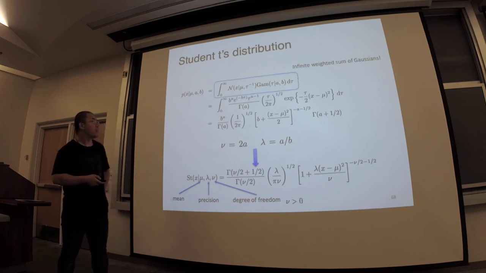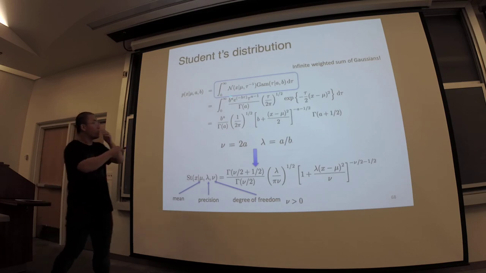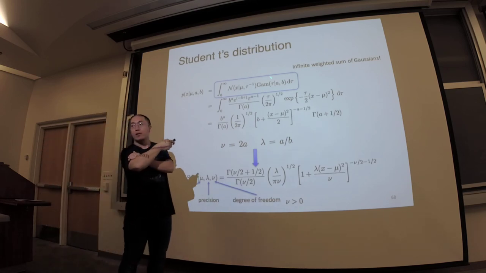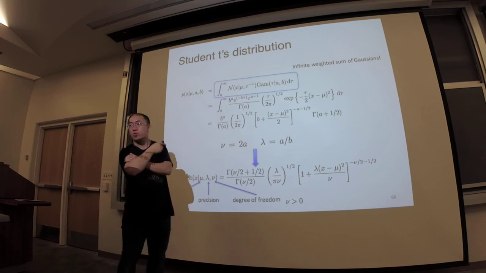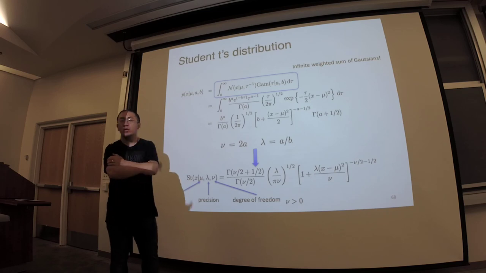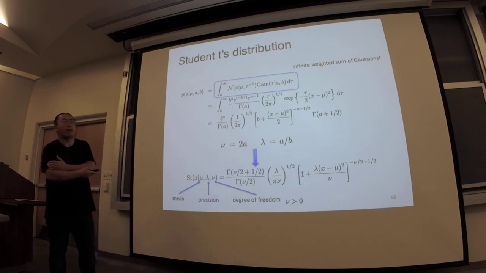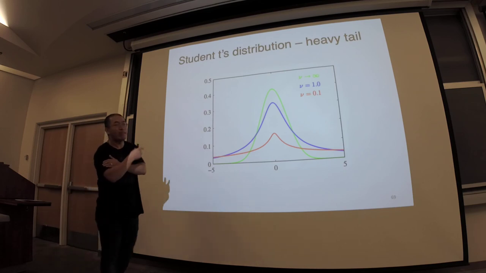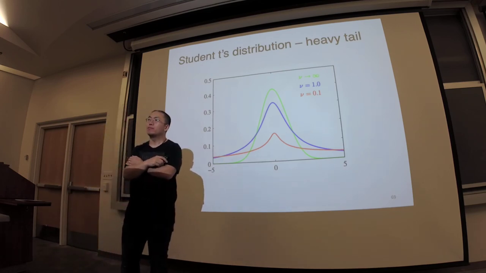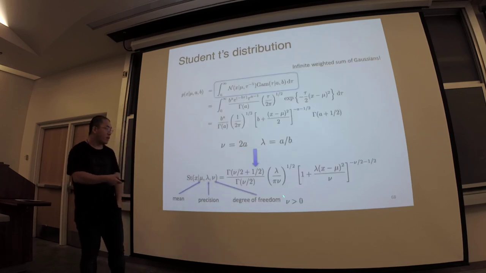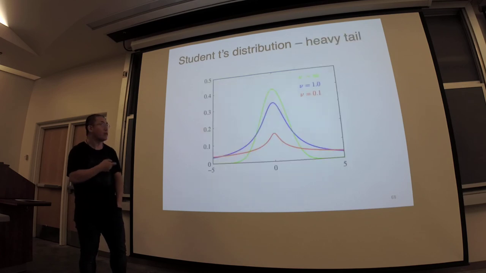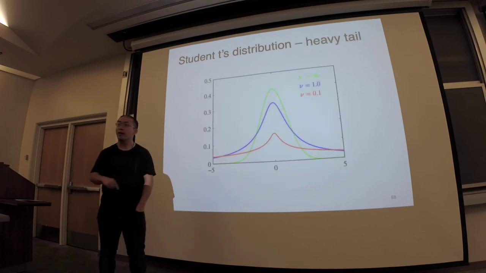Because we calculate the density through this integral, we go over all possible values of the precision. And for each particular precision, it is weighted by this gamma distribution. That's why it's called an infinite weighted sum of Gaussians. So what's the consequence of the infinite weighted sum of Gaussians? It's known to have the heavy tail property. First, we can prove that when we take this degree of freedom nu to infinity, the student t distribution converges to the Gaussian distribution.